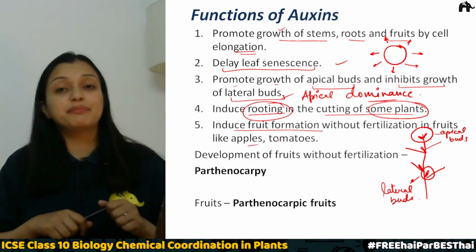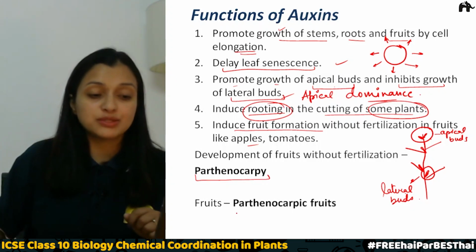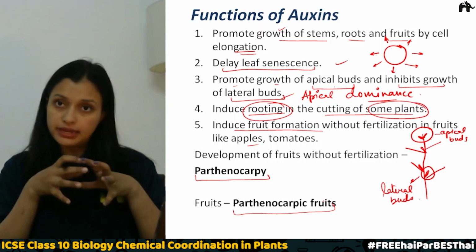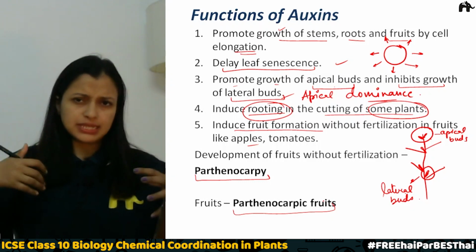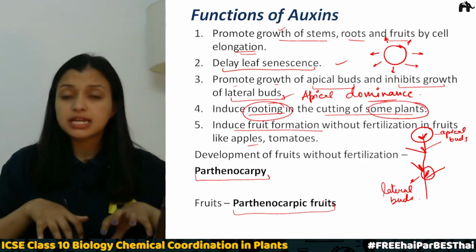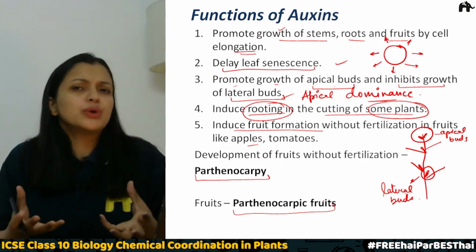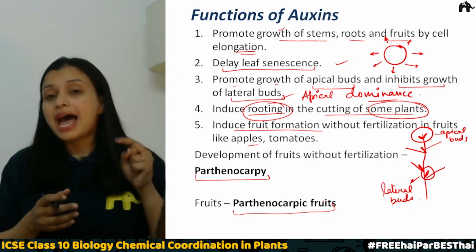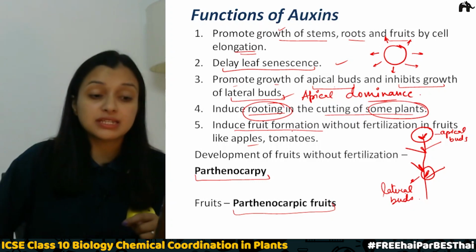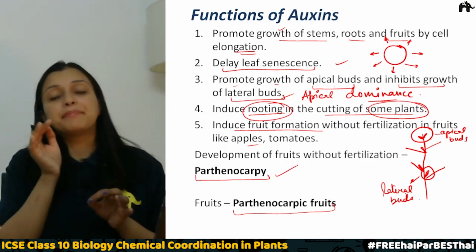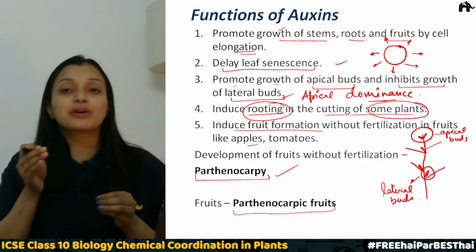This kind of development without fertilization is called parthenocarpy, and such fruits are called parthenocarpic fruits. So when there is no fertilization, we can see a fruit developing. What happens actually is that when fertilization occurs, only then does the ovary turn into a fruit. But when there is no fertilization, how are we going to get the fruits? Auxins lead to the development of the fruit without fertilization. Such a phenomenon is called parthenocarpy, and such fruits are called parthenocarpic fruits.